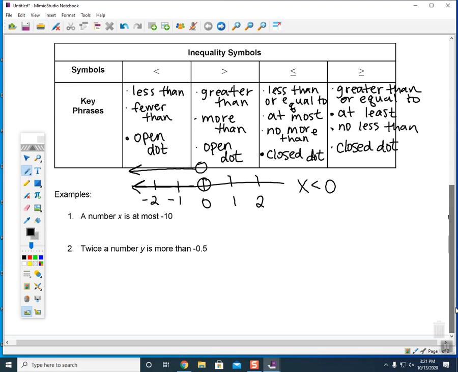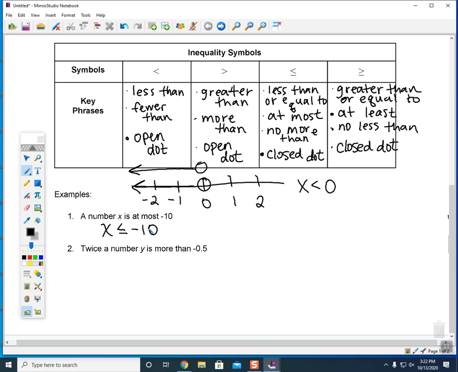Okay, so we've got some examples here. We're going to write inequalities based off of these words. So I'm going to take it one step at a time. The number x, so I know that x is going to come first. A number x is at most negative 10. At most, I see up here is less than or equal to. So x is less than or equal to negative 10. It's at most negative 10.